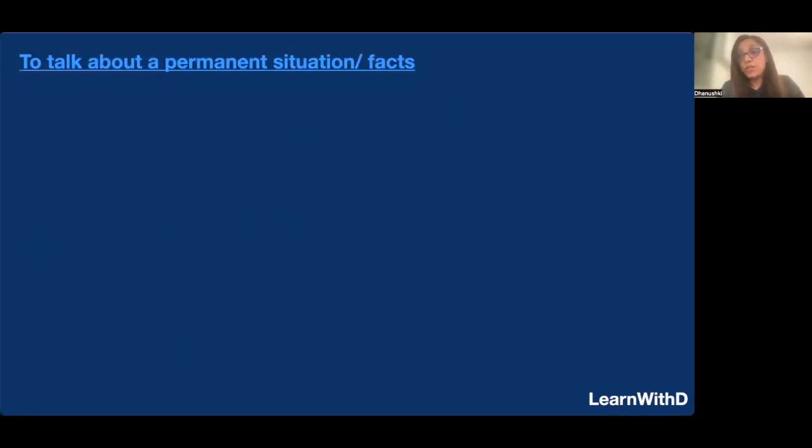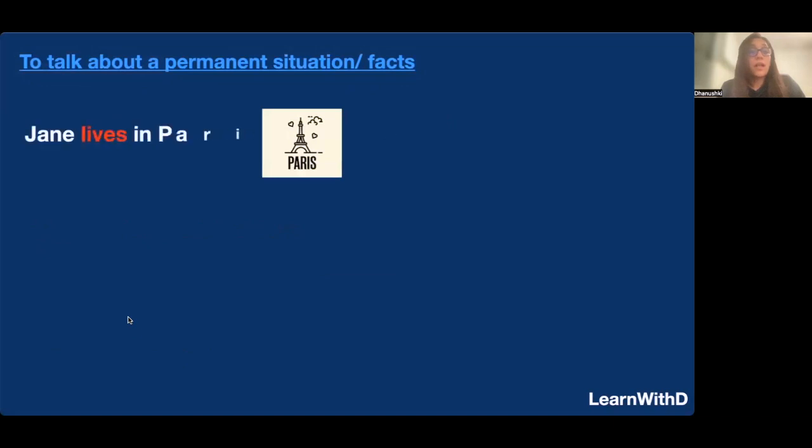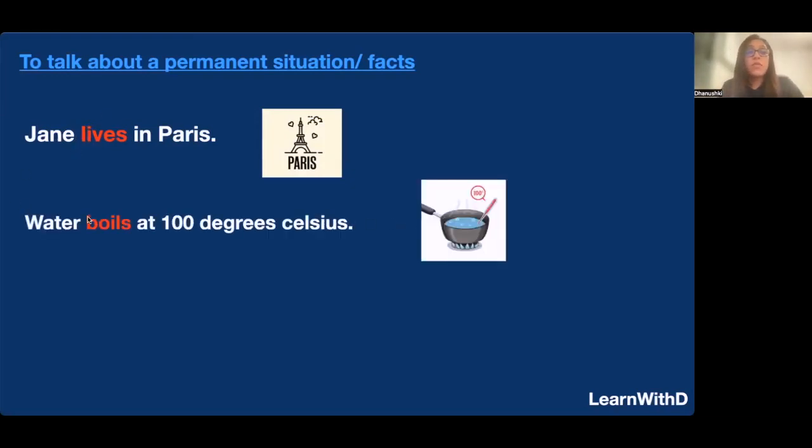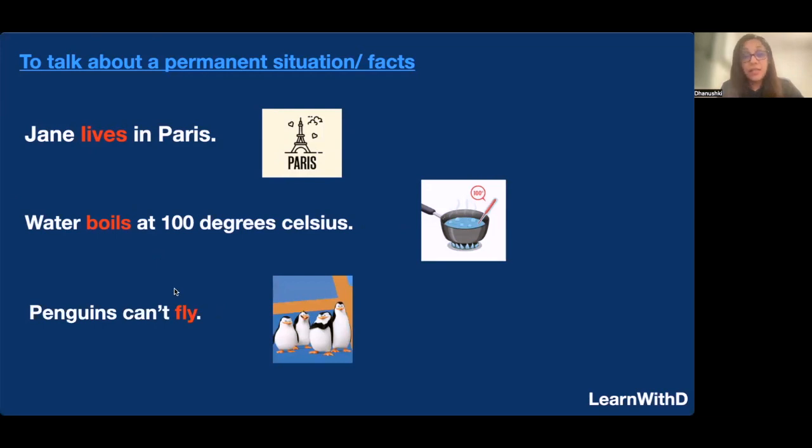Now, let's look at the second use, to talk about permanent situations or facts. Jane lives in Paris, where she's permanently living in Paris, right? So Jane lives in Paris. Water boils at 100 degrees Celsius. This is a fact, right? We know that water boils at 100 degrees Celsius. And then penguins can't fly. That is also a fact that we know, that penguins can't fly, right?